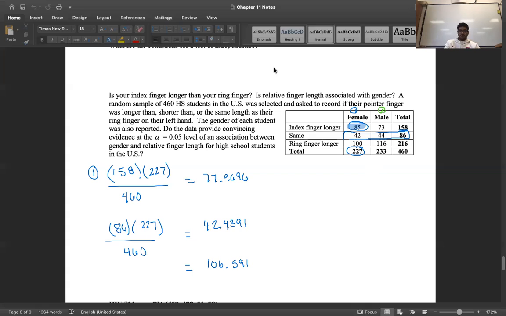And then in the second row, if I'm starting here at 73, I'll write out the first one. You have 158, that's there, and 233, that's on the bottom. So that's the row total, 233, divided by the total, which is 460. And that gives you a value of 80.03. If you keep doing that for each of the cells, the next one should be 43.5609, and the last one should be 104.713. So those are all your expected counts.